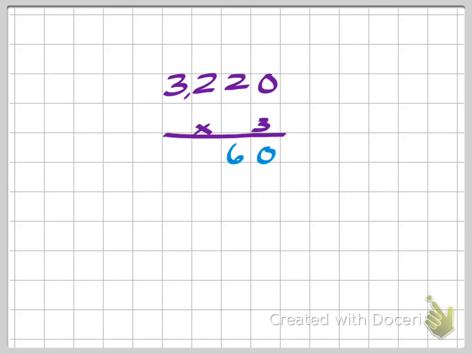And the third thing we do is we just keep going on to the left, to the left, to the left. So we have 3 times 2 again, which is 6. Perfect. And of course, we just keep on going to the left. And we have 3 times 3, which is 9. So our answer there, 3,220 times 3 equals 9,660.